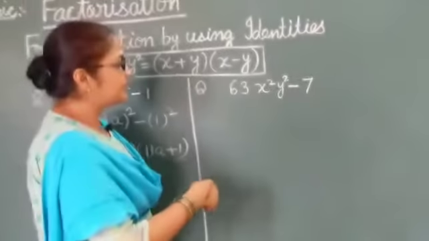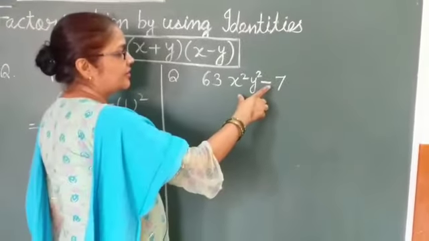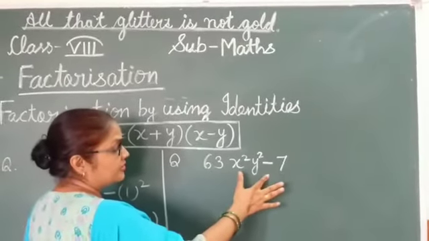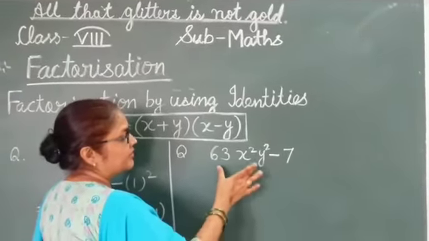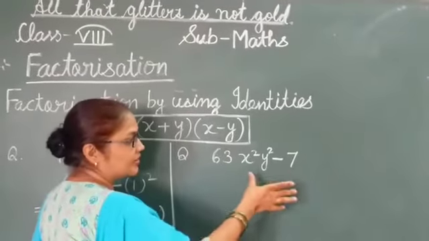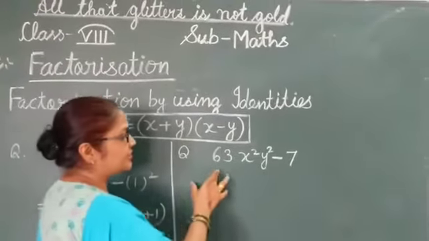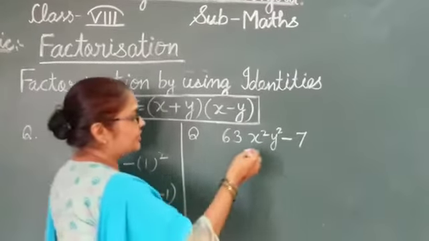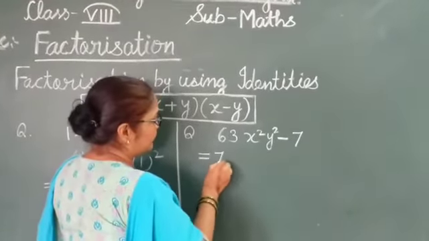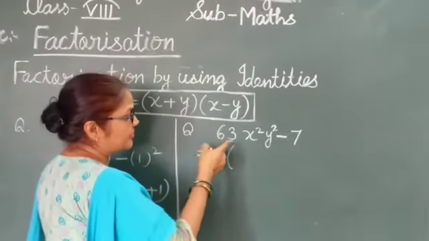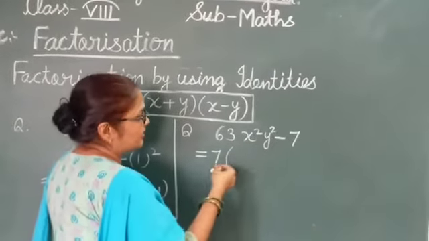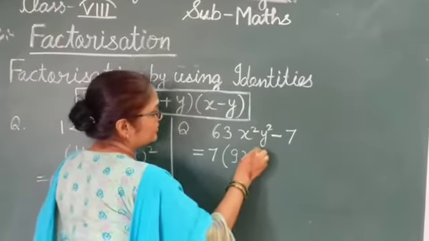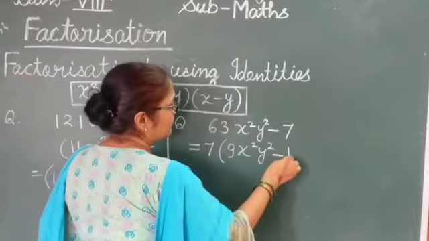Now we take the second sum: 63x square y square minus 7. This is a binomial and a minus sign is also between them, but 63 and 7 are not perfect squares. So in this case we look for a common factor. Here the common factor is 7. So we take 7 common. When we take 7 common, we divide these terms by 7. So 63 divided by 7 is 9, x square y square, minus 7 divided by 7 is 1.